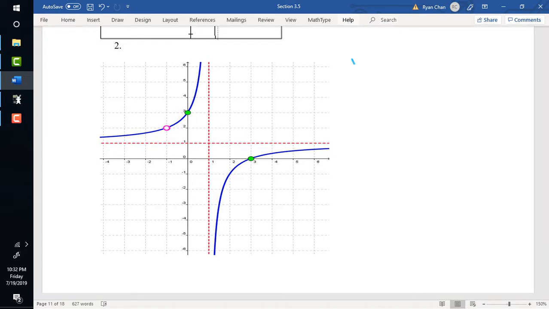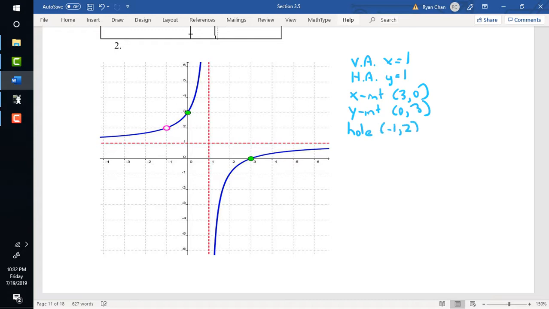I have a vertical asymptote at x is equal to 1. I have a horizontal asymptote at y is equal to 1. I have an x-intercept at (3, 0), and a y-intercept at (0, 3). And then I also have a hole at (-1, 2). Now, I'm more focused on x is equal to negative 1. That is everything that I listed out.